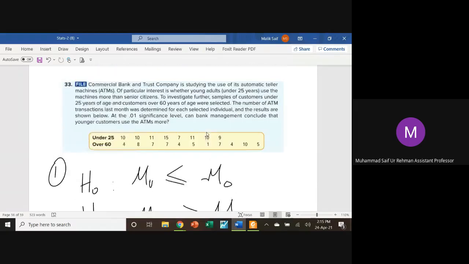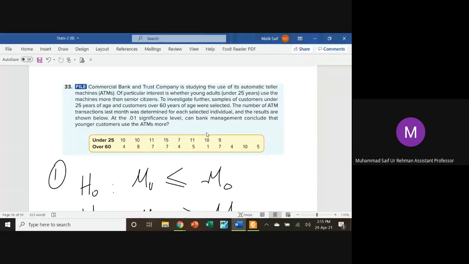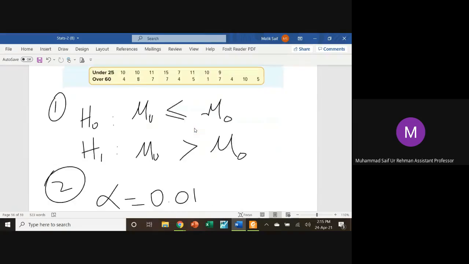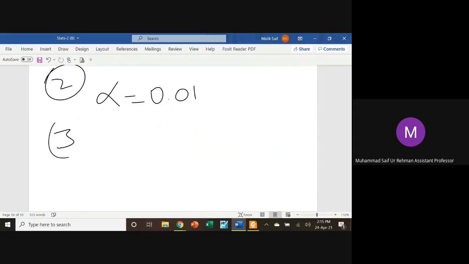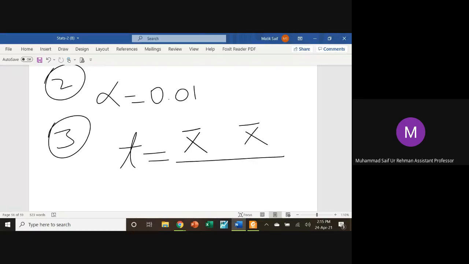As there is no information regarding equal or unequal population standard deviations, we know that those are unknown, but we don't know whether they are equal or unequal. So let's say they are unequal. Then test statistic will take this form. So if they are assumed unequal, the formula will take this form.